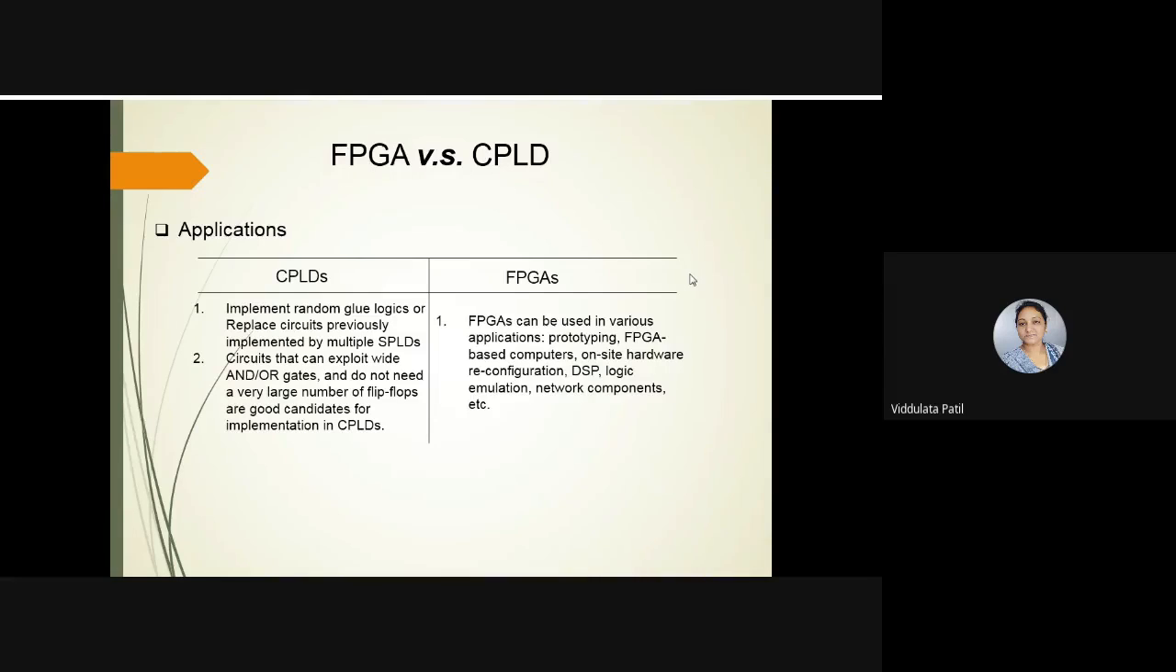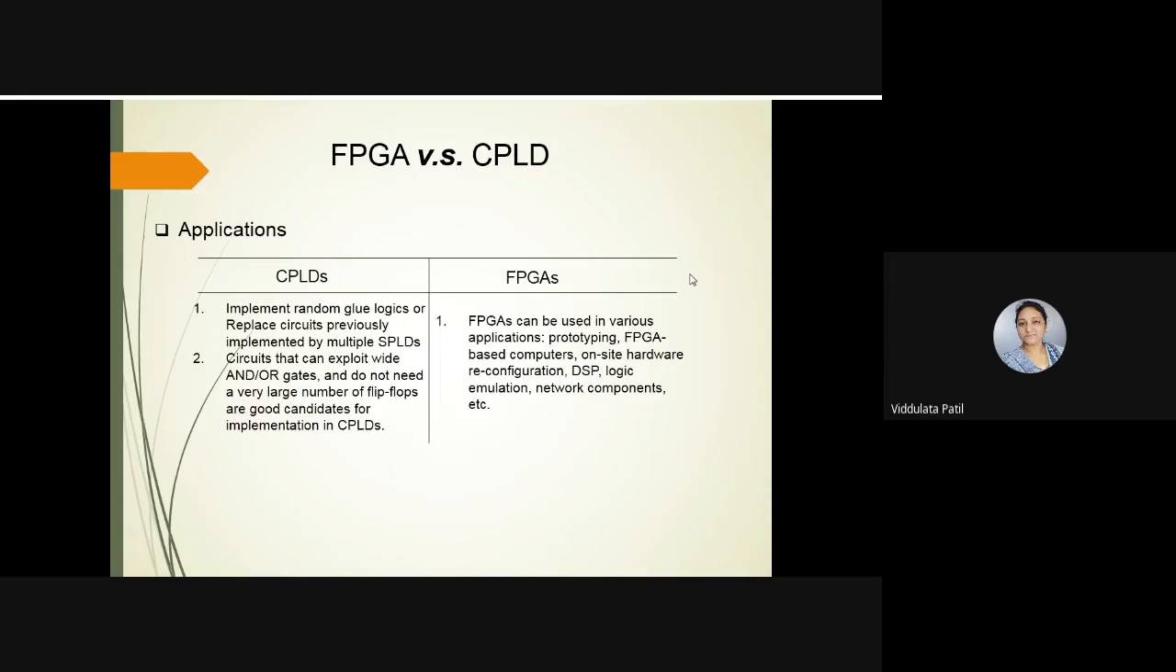Okay, in case of FPGAs, whenever we have applications such as prototyping, computers, on-site hardware reconfiguration, DSP applications, logic emulation, or network components, we use FPGAs. So wherever there is a complex circuitry which requires a larger number of flip flops, that means where more sequential circuits are present, in that case we can go for the FPGA.